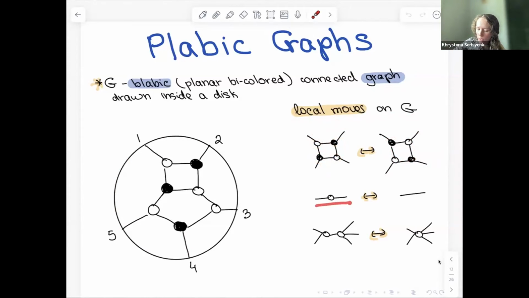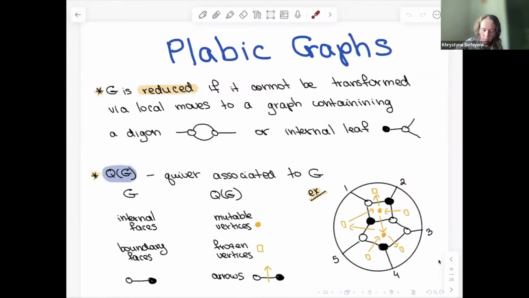The second local move says that whenever you have a vertex of degree 2, here I drew a white vertex. This could also be a black vertex. You can just remove it, so you don't have a vertex anymore. You just have that segment. And the last move is a contraction. Whenever you have two vertices connected by an edge and they are of the same color, you can contract along this edge and get the following configuration. Okay. So that's what's called local moves on my plabic graph.